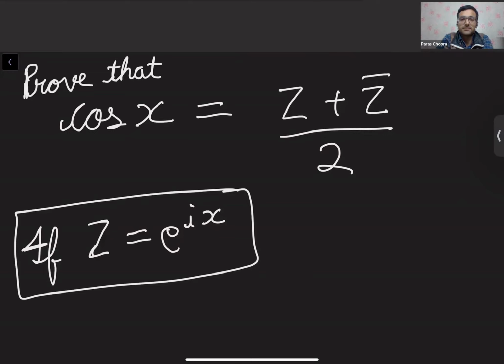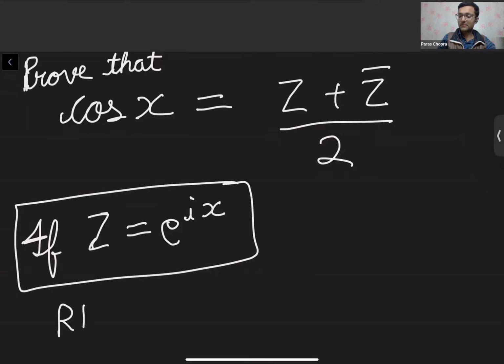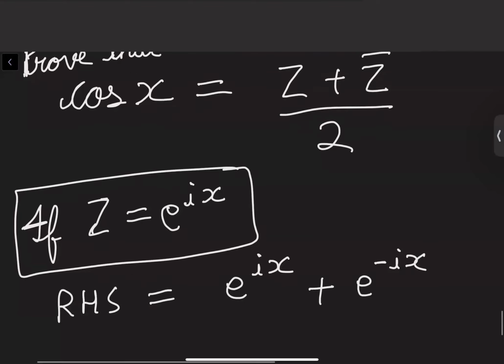r इसका 1 है क्योंकि z हमारा सिर्फ e to the power ix है. इसका ऑटोमेटिकली मतलब r हमारा 1 है. ओके, सो हम इसकी राइट हैंड साइड को देखते हैं. राइट हैंड साइड है z which is e to the power ix and conjugate हो जाएगा e to the power minus ix, right, divided by 2.